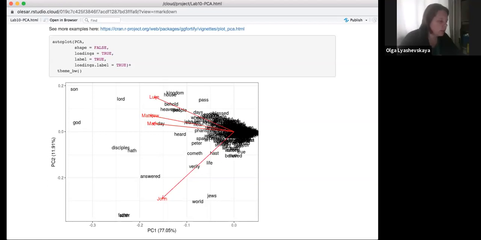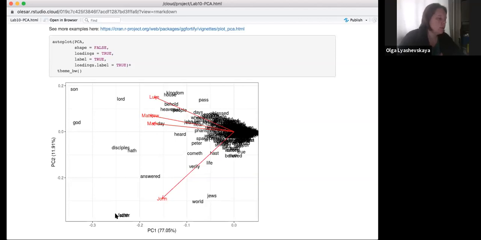Okay, so my question was, what can we say about the word father? It is in this bottom left corner of our plot. What can we say about it? Is it a marker for some Bible? It is more often used in John's Gospel. Yes, so it's more characteristic for John's Gospel rather than for Luke, Matthew, and Mark. So the general conclusion is that John's Gospel is distinct.